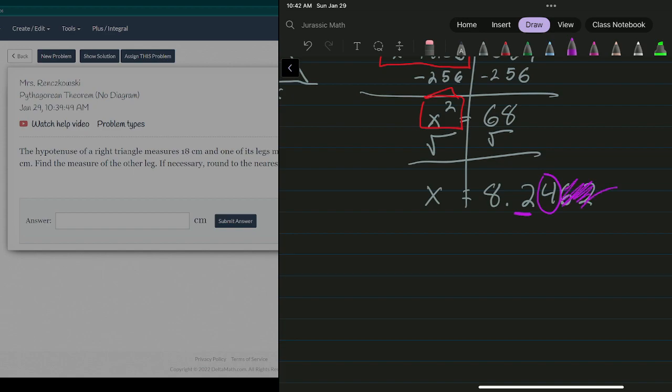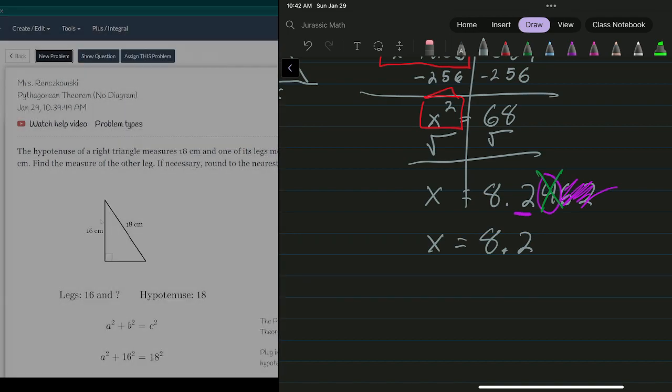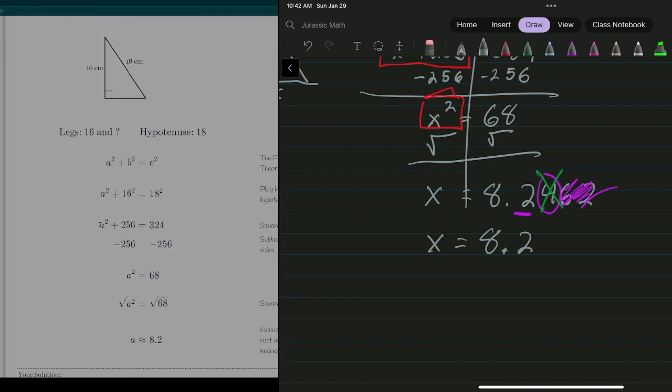Now I have to look. 4. Does 4 round up or stay the same? 4 stays the same, so I'm just going to cross it out. And my answer is going to be 8.2. So I can go into Delta Math, type in my answer, 8.2, and we get the correct answer.